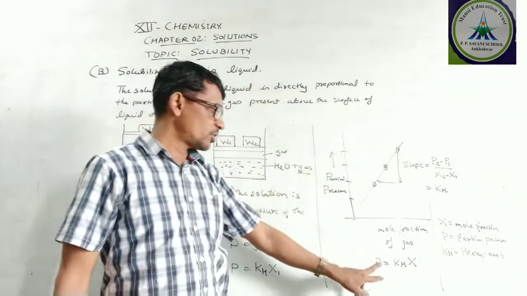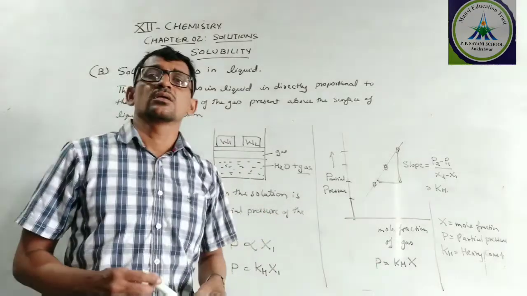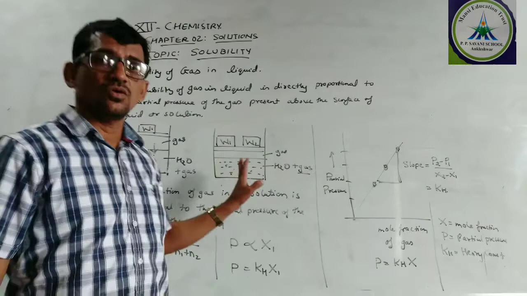Remember the formula for the Henry constant. Try to write this and try to solve the activity sums which are given in your book.